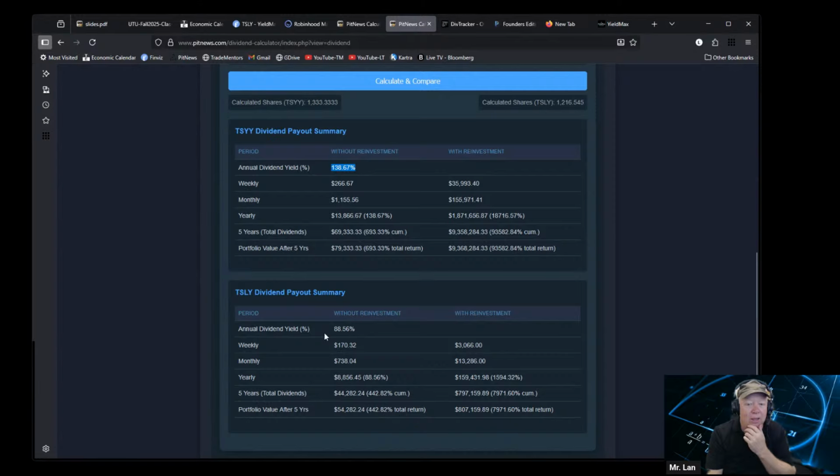These guys are making money if the market rises, and a lot of people don't think the market's going to rise anymore, so that's why this is starting to flush down a little bit. But still, 88% is unreal money. That's a lot of money.